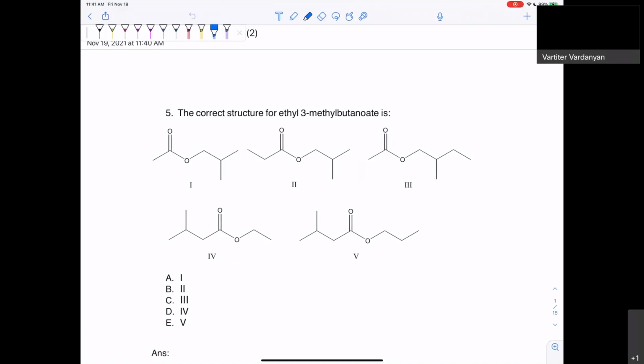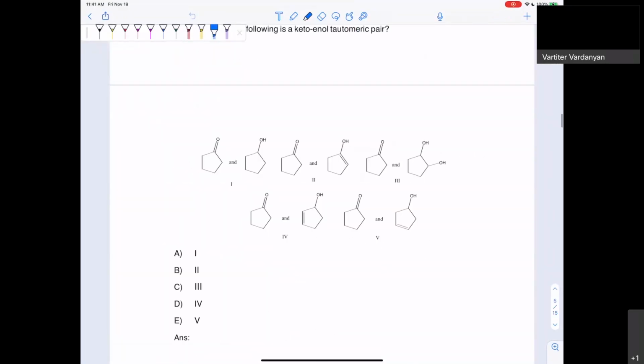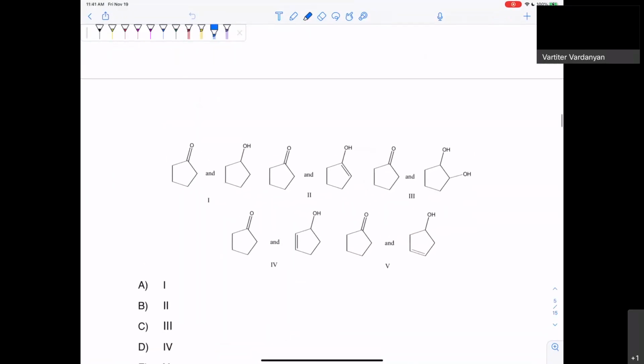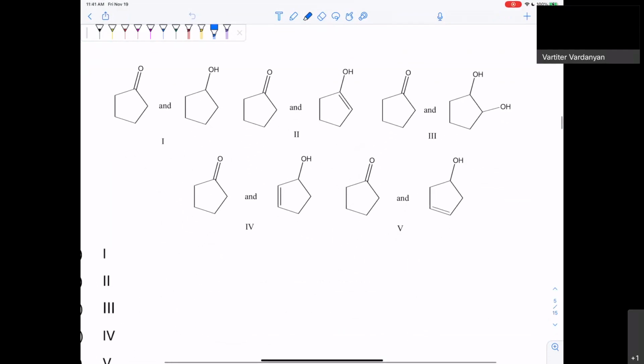Okay, so we're going to go down to here. So which of these is a keto-enol tautomeric pair? I'm going to give you a second to look at it.